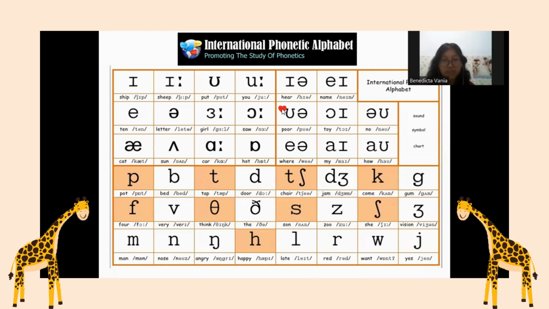Alright, next we're gonna talk about this one over here. It is pronounced as ua. It is used in words like ewer, pure, for, sorry, sure, sir, and beer, etc.